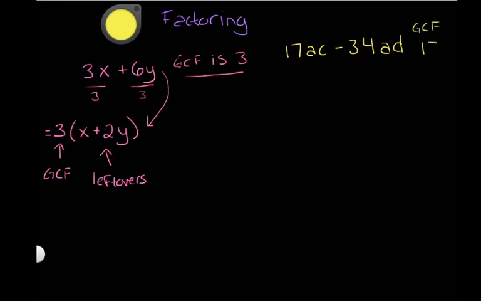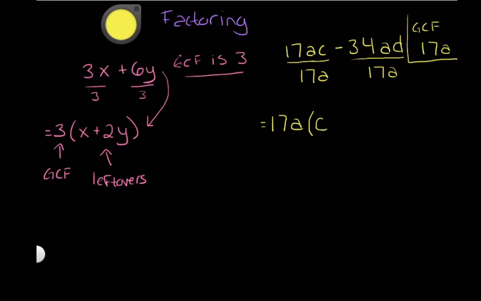So I can pull out a 17, but I can also pull out something else, right? Both of these terms have an A. So I'm going to pull out a 17A as my greatest common factor. So I'm going to put 17A outside my bracket, and I'm going to divide both of these by 17A. All right, so 17 divided by 17 is 1, and A divided by A, that's going to disappear. So I'm just left here with C.